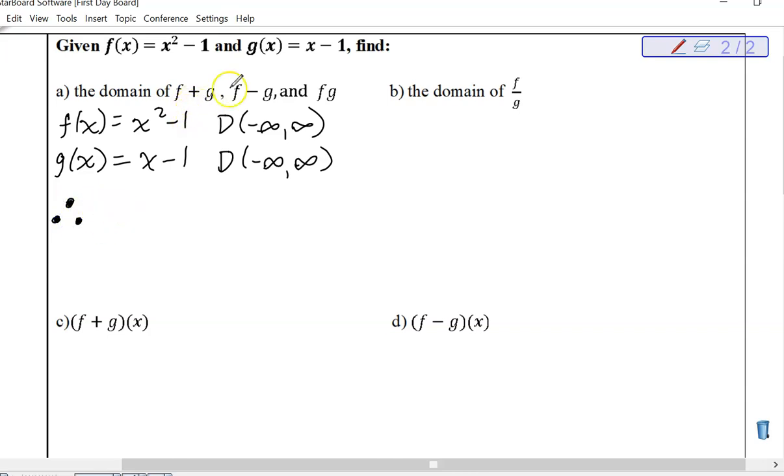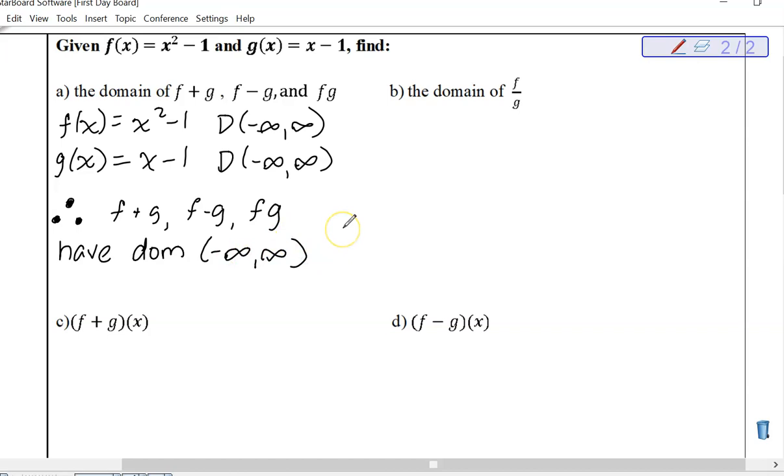We're going to draw a conclusion. If I'm going to add them, subtract them, or multiply them, the f plus g, the f minus g, and the f times g have domain of negative infinity to infinity because that's where they overlap, everywhere. Okay? I don't think that's a stretch to understand that. Let's take a look at this one though.